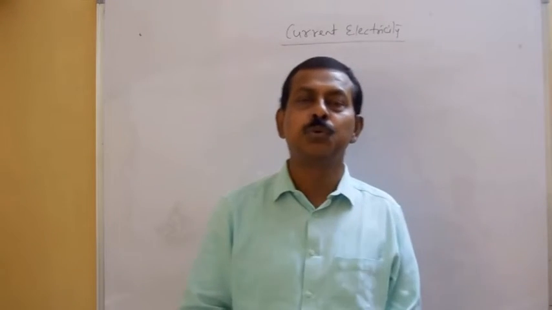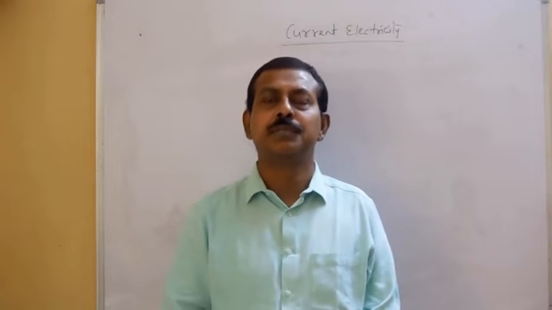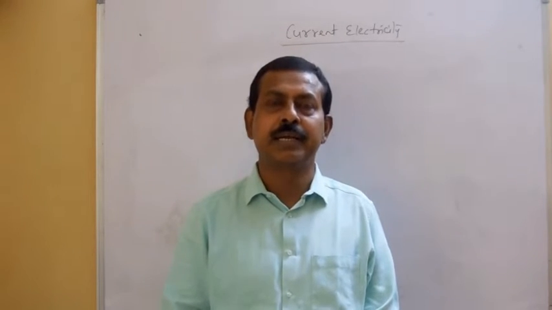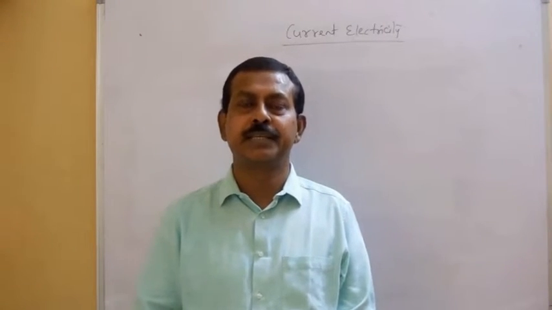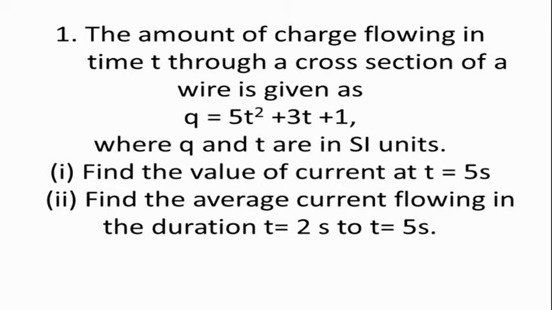Okay, so these are some of the important features of the electric current that you should know. Let's take a few questions, and then the basic concept of the electric current and its use will be clearer. The first question: the amount of charge flowing in time t through a cross section of a wire is given as Q equals 5t square plus 3t plus 1, where Q and t are in SI units. Find the value of current at t equals 5 seconds, and second, find the average current flowing in the duration 2 to 5 seconds.